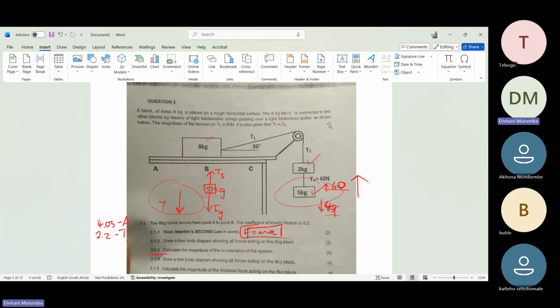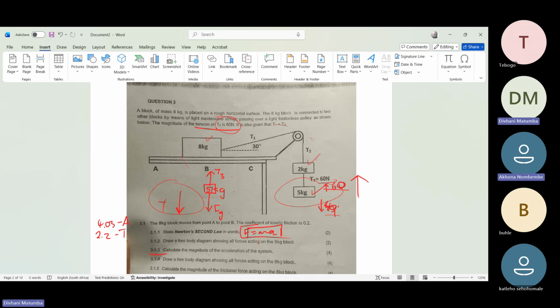There's something that I'm noticing on this paper. There's a very big mistake that the examiners made. They said the tension T2 is 60, but on the diagram, they are saying T3 equals 60. Yes, sir. That's what is also confusing. Yes. So that is why the answer is not practically right.